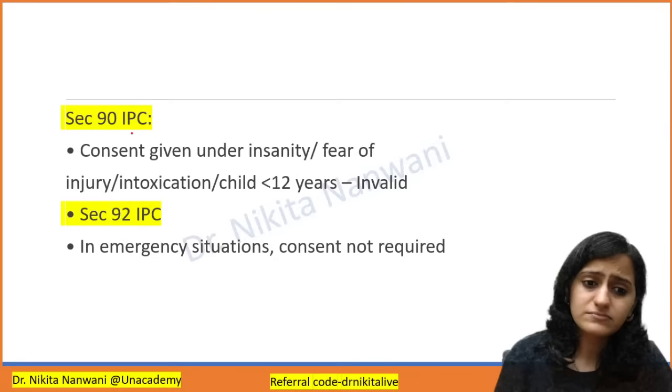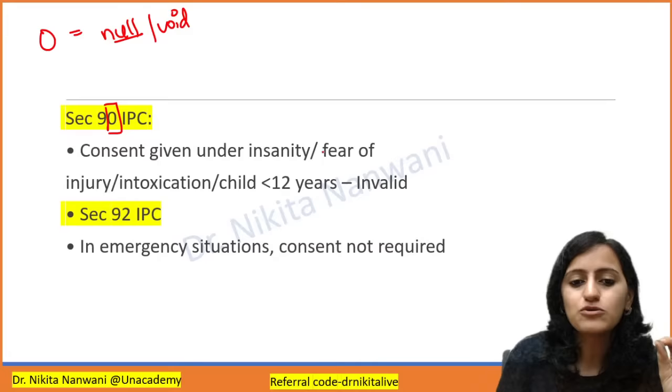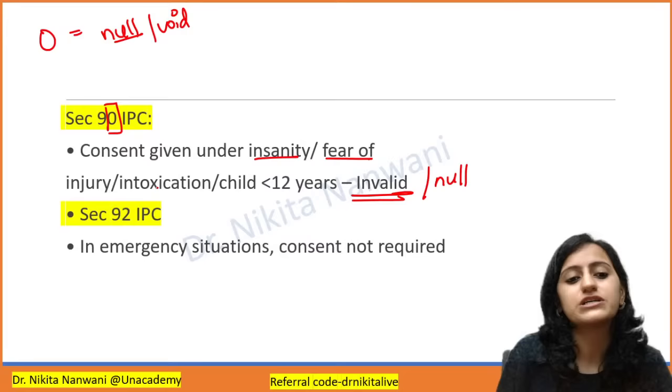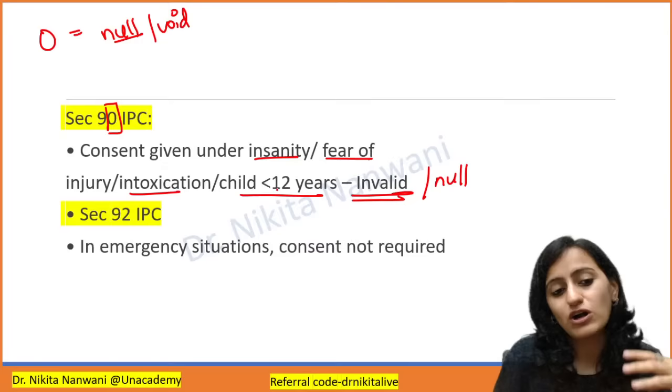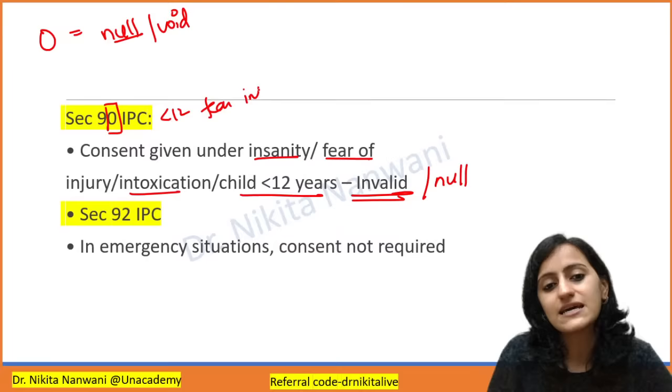So you have 90, may 0. Now again in our mnemonics, 0 will stand for null or void. That means no value. So when you say 90, 0 matlab this is invalid or null consent. When is the consent invalid? When it is given under insanity, when it is given under fear of injury, under intoxication, or a child less than 12 years, that consent is not valid. For a child less than 12 years, even for physical examination, you need to take the parents' or guardians' consent. So 90 is less than 12, fear of injury, insane mind, or intoxication, that is invalid. Null consent, that is zero. Okay, remember zero matlab null.